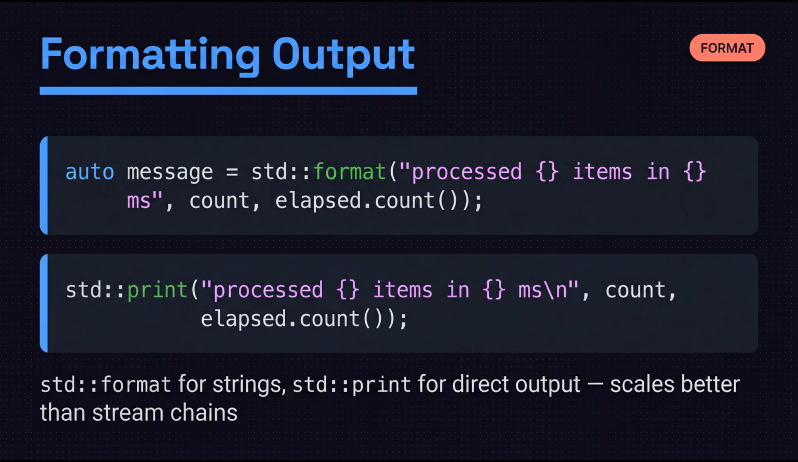For direct output, std::print writes to standard out without creating an intermediate string. Both scale better than stream chains once formatting becomes structured. Format strings support width, alignment, precision, and type specifiers. Everything you need for clean output in one readable line.